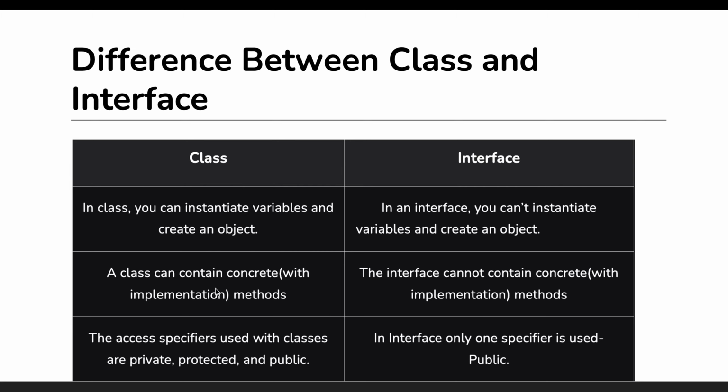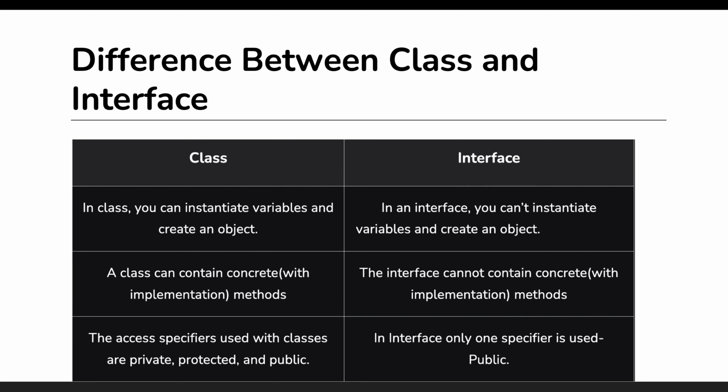The next difference is that a class can contain concrete methods, in the sense methods with implementation, but in an interface we can create only pure abstract methods without implementation. The next difference is in terms of access specifiers. Inside the class, the access specifiers used are private, protected and public.